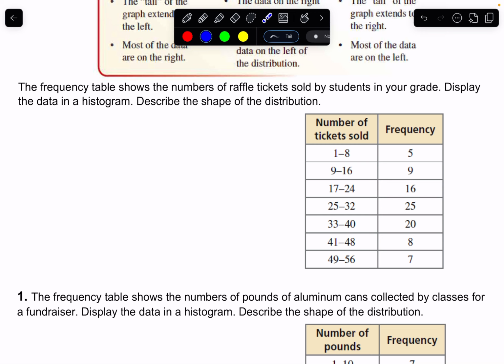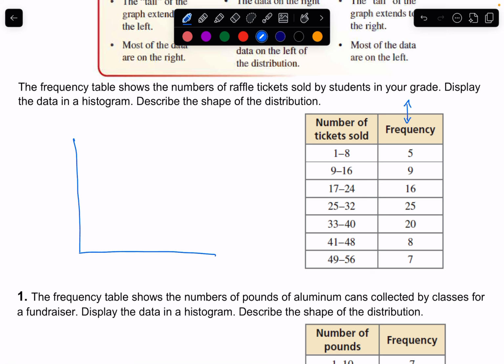So on the left, it says the number of tickets sold, and then it tells you how many tickets were sold. When you're making these charts, sometimes people get confused on where things go. Your chart's got two axes, right? You've got the one that goes up and down and then the one that goes across. The frequency is the up and down. That's how many times that category shows up.